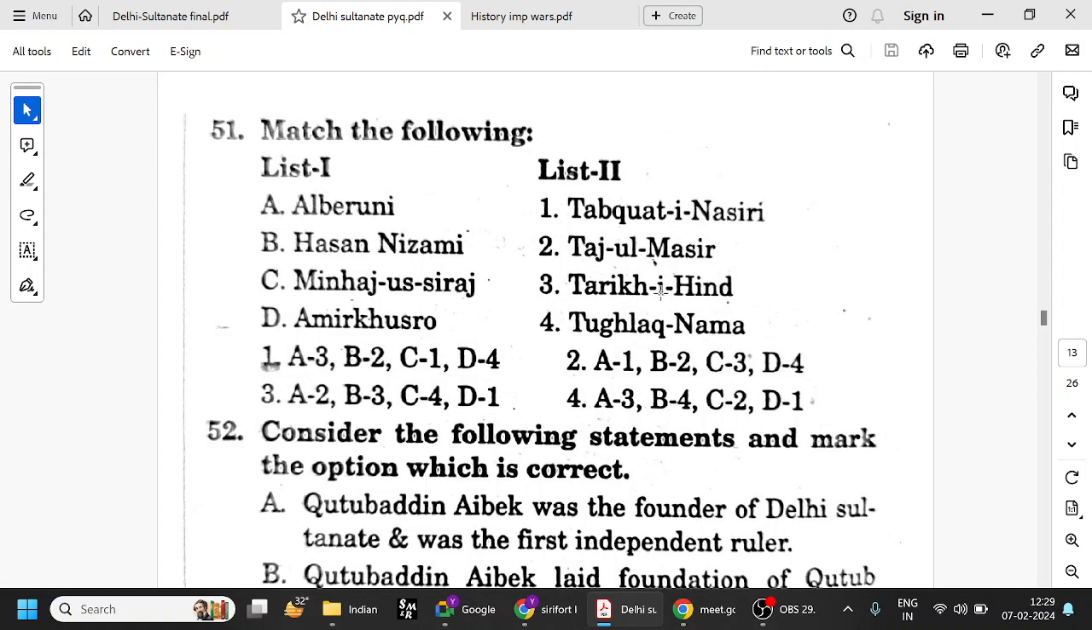And Al Biruni wrote Tarikh-i-Hind. We have seen that also. Very, very important. Al Biruni wrote Tarikh-i-Hind, and Hasan Nizami wrote Taj-ul-Ma'asir. Try to remember if you can. But Minhaj Siraj, Tabaqat-i-Nasiri, and Amir Khusro, Tughlaq Nama. All these are very, very important. Okay, Tarikh-i-Hind is Al Biruni.